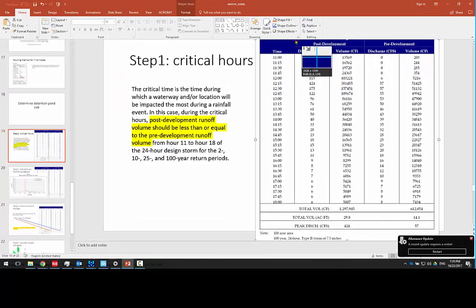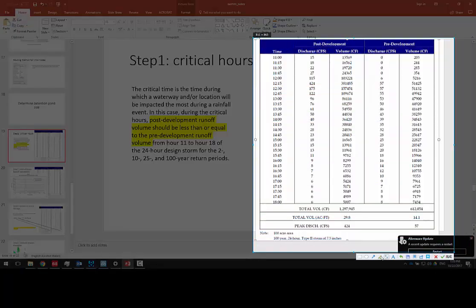See, this is pre-development. This is post-development. This is pre-development, and we got the discharge, the runoff, and also the volume of it. So this volume is accumulated. So we got the total volume. That's really important. Okay, so we will see the difference between the total volume. That's really important.